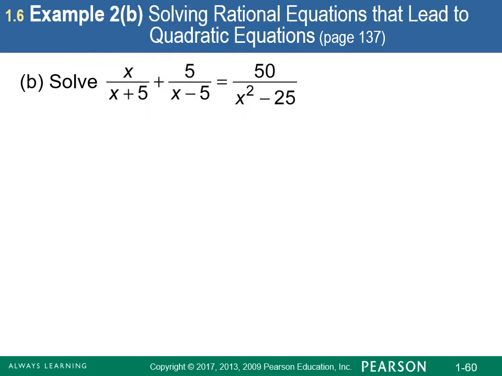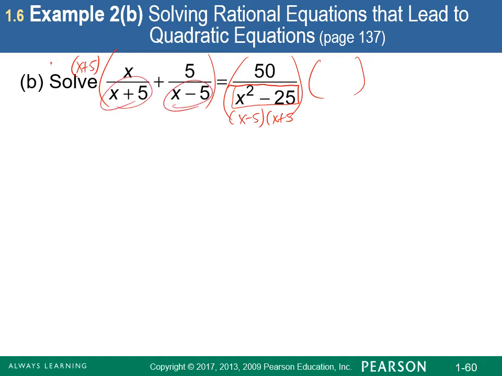Practically just like the previous problem, we're going to start by factoring. Then we'll write our common denominator out here. That's going to be an x plus 5 and an x minus 5. And we already have x plus 5 and x minus 5, so we don't need to write them a second time.